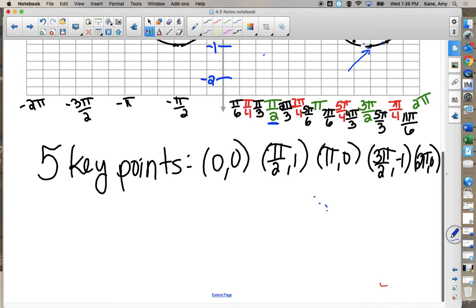Just a question for the frequency. Yeah. Do you want us to rationalize that? No. Nope. Just keep it like that. 1 over 2 pi.